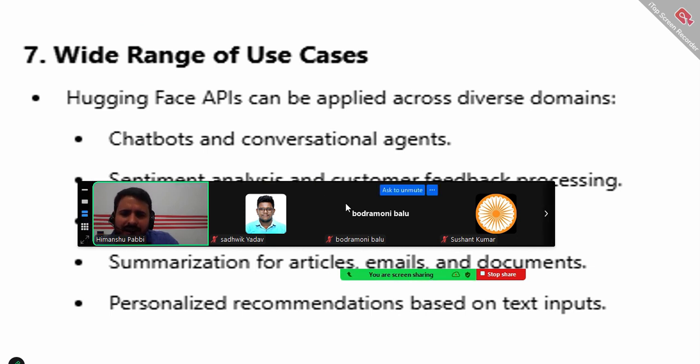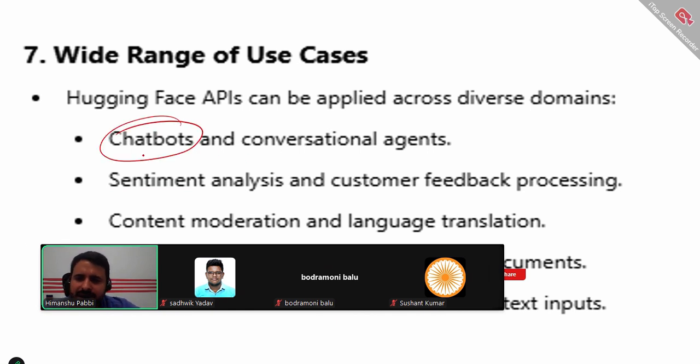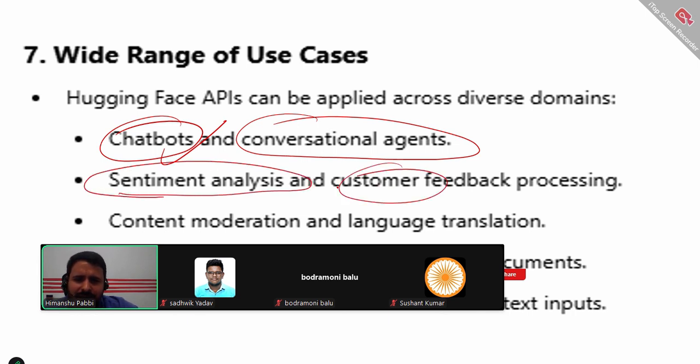Hugging Face APIs can be applied across diverse use cases, like if you want to create a chatbot. We will see in tomorrow's class how to create a chatbot using these APIs. We can create agents, guys. We can divide our work into sub-tasks, and each task is performed by one agent, and they complete their tasks. We will see it one by one, don't worry. Sentiment analysis of customer feedback: we will try to create at least one or two projects.